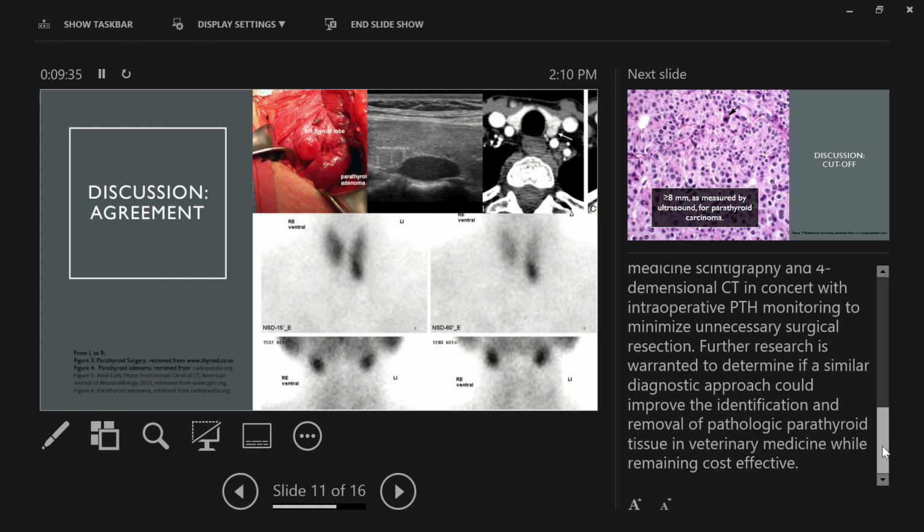Further research is warranted to determine if a similar diagnostic approach could improve the identification and removal of pathologic parathyroid tissue. And perhaps most importantly in veterinary medicine, is this going to also remain cost-effective at the same time?